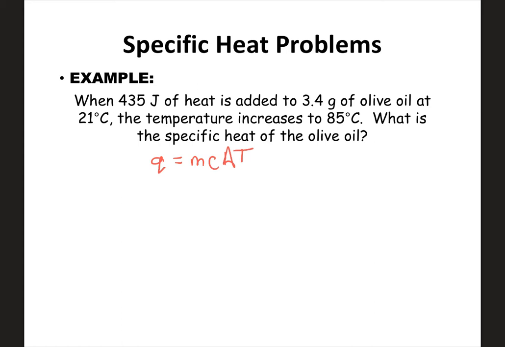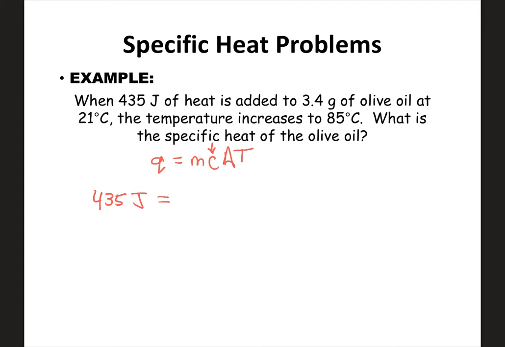So the question is asking us to find the specific heat of the olive oil. So remember, specific heat is C. So you need to know what these letters mean so you can figure out your problems here. All right, that must mean you know everything else in this problem if you're solving for C. So let's start plugging in. Q. All right, in your head, you should be saying, okay, what is Q? Oh, Q is heat. Typically, it's going to be in joules. Well, they gave you 435 joules. So you know the value of Q, right?